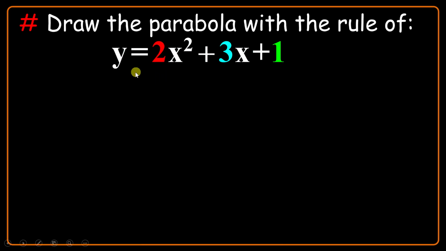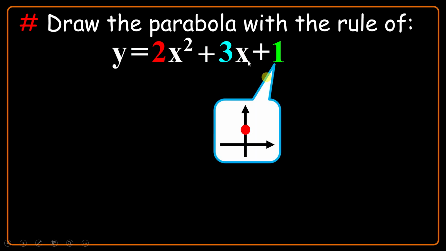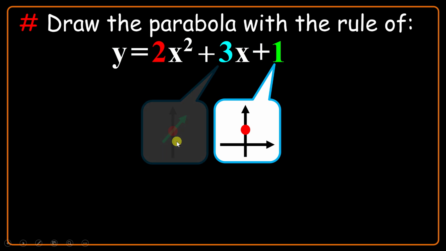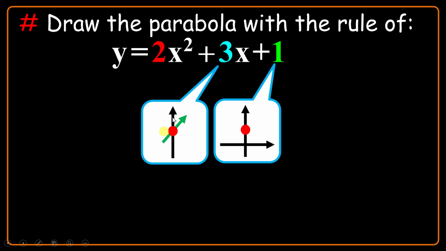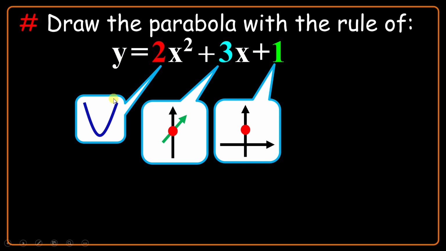Let's draw this one. Y is equal to 2x squared plus 3x plus 1. Okay, I start with C. C is positive, so it's positive 1 again. But here B is positive. So when the graph crosses the y-axis, it's ascending, going up, positive slope. The A indicates positive value, so it must be concave up or opening up.